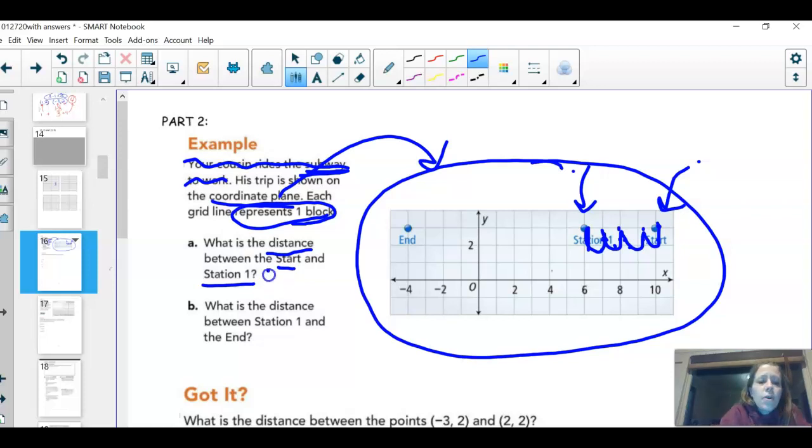The answer is 4. If each box was 2, si cada caja es igual a 2, I would count 2, 4, 6, 8. But they're not. They're each worth 1. Okay. What is the distance between station 1 and the end?